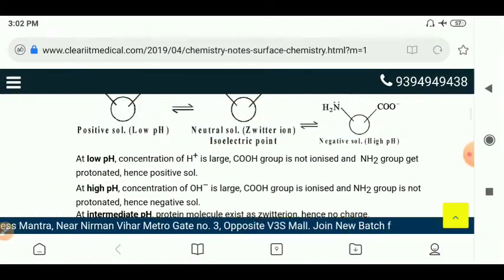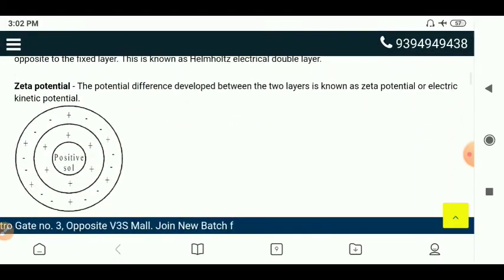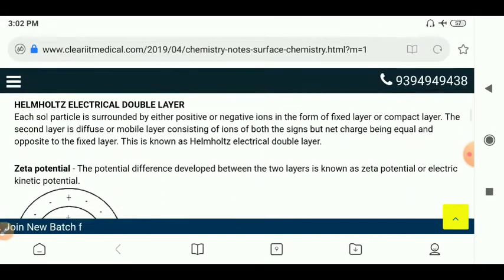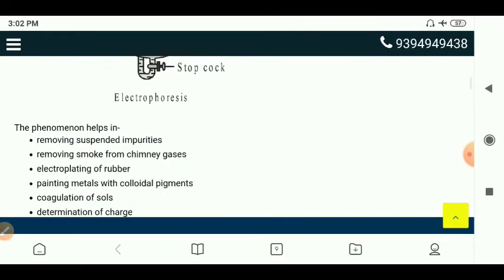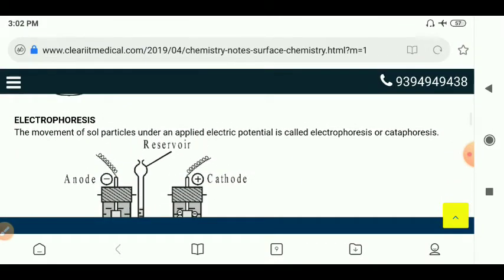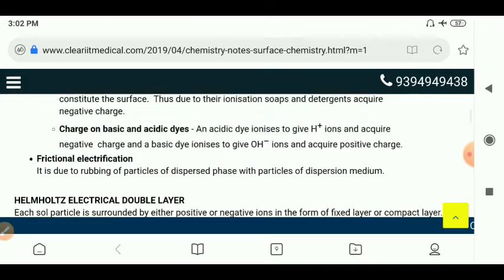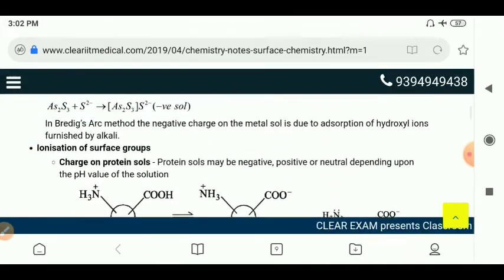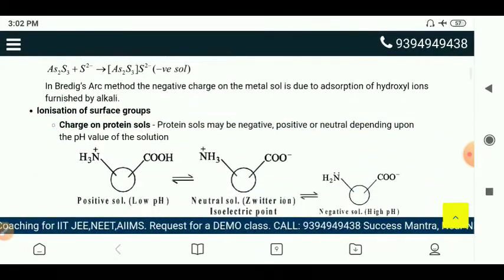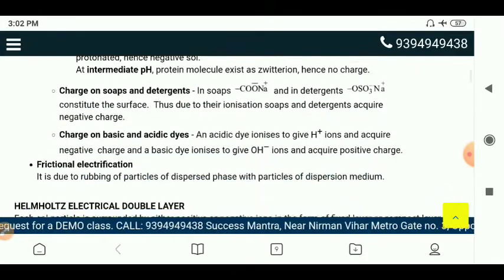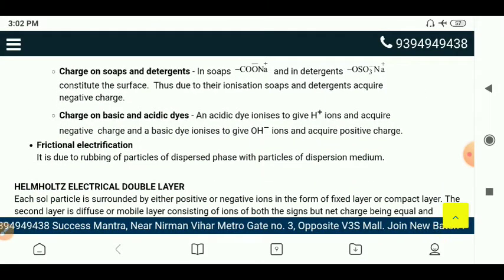The electrical property can be explained by three proofs. One is the formation of Helmholtz double layer. Second is electrophoresis. Third is electroosmosis. Next, the electrical property due to the presence of charged ion. The presence of charged ion is due to the preferential adsorption of common ion at the surface of sol particle, ionization of surface group. Next, third one, the frictional electrification.